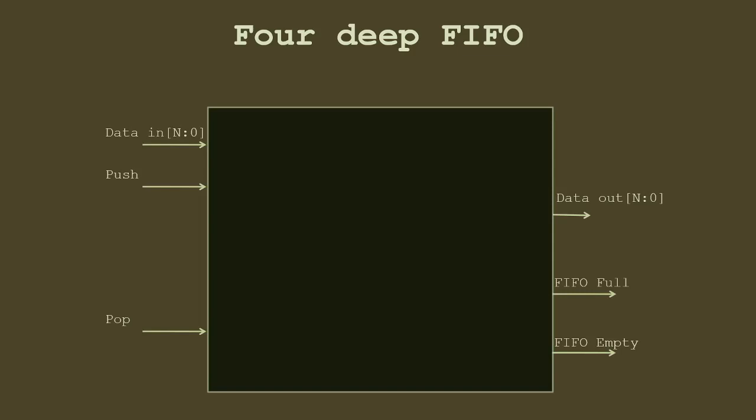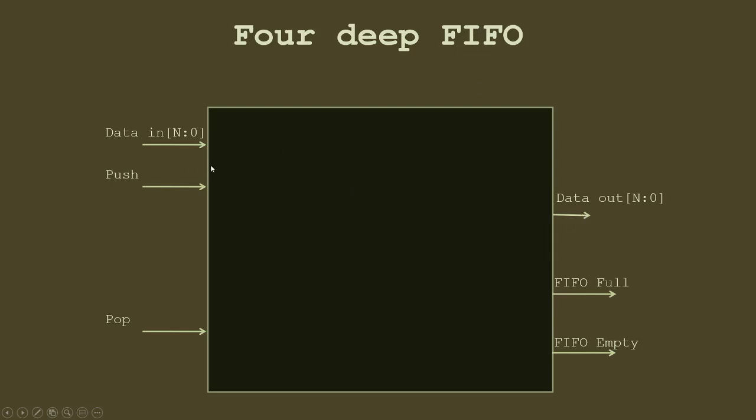So what is a FIFO? FIFO is a common term in computer science. We have push and pop signals. When there is a push signal, we want to store this data in the FIFO, and when there is a pop signal, we want to bring out the data that was stored first in the FIFO. FIFO stands for first in, first out. So whatever value was written first will be output first.